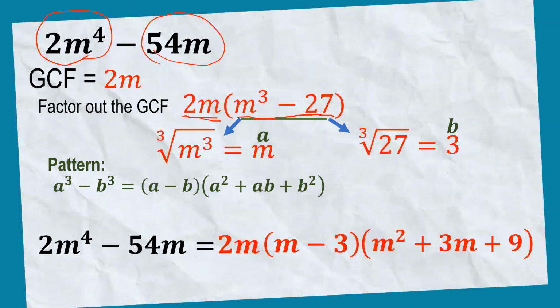So following the pattern po, ito po ang ating a minus b. This is our a squared plus ab plus b squared. Again, following po ang ating acronym SOAP which is same sign, opposite sign, and always positive.